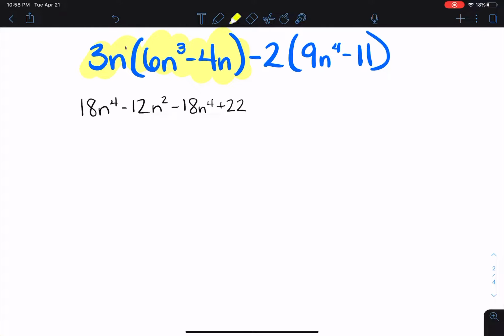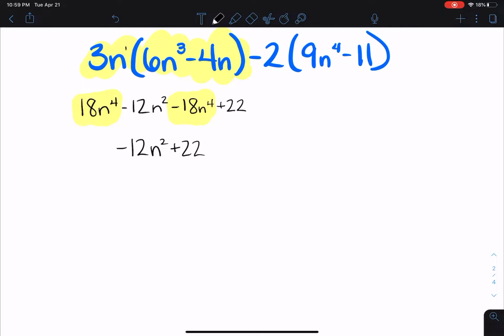And it looks to me that we have an n to the fourth and another n to the fourth. So we would take 18n to the fourth minus 18n to the fourth, which is going to be 0n to the fourth. So we don't need to write it. So negative 12n to the second plus 22.